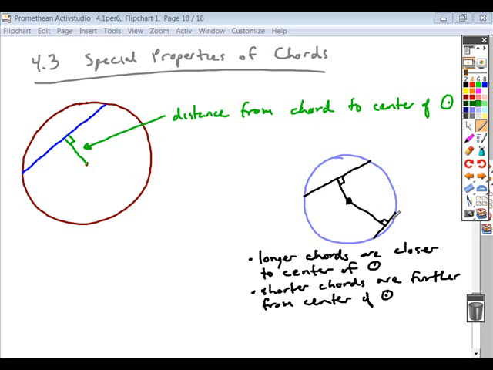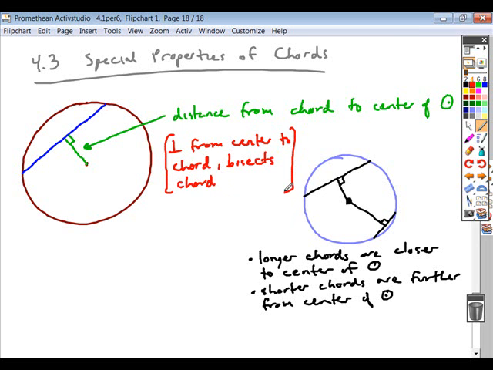There's one other relationship that exists when you're looking at chords and their distance from the center, and that is when this perpendicular distance from the center intersects with the chord, it intersects at its midpoint. And so what that means is the perpendicular from the center to a chord bisects the chord. Or in other words, it's a perpendicular bisector. So when you draw in this perpendicular that marks the distance from the chord to the center, it's going to bisect that chord.